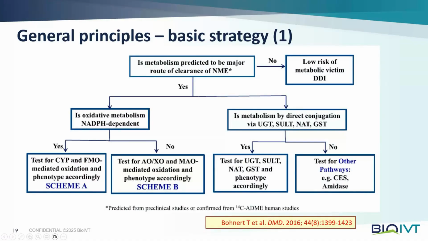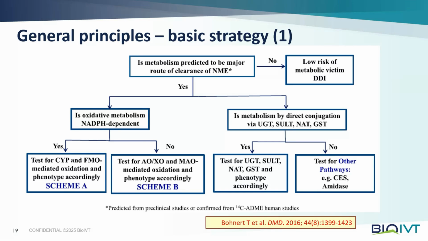So going to general principles again, this is an IQ consortium paper from 2016. It was good then, and I still think it's good now, 9 years later, basically looking at metabolism predicted to be the major route of clearance. So this is either from the structure or preclinical studies, or actually confirmed from radiolabeled human ADME studies later on in development. And if you don't have a major route identified, then you have low risk of metabolite victim DDI, and you don't need to investigate much further.